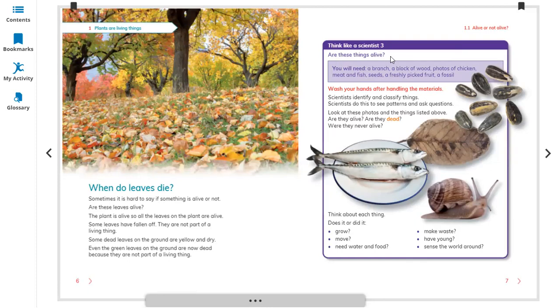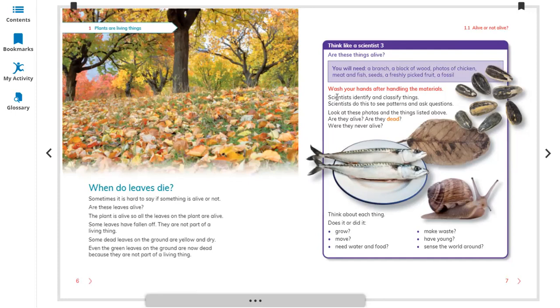Like this, are these things alive? At once alive, like fish. When we take it out from the water, what do you think? It's dead now. You will need a branch, a block of wood, photos of chicken, meats and fish, seeds or freshly picked fruit, and fossils. Wash your hands after handling this material.